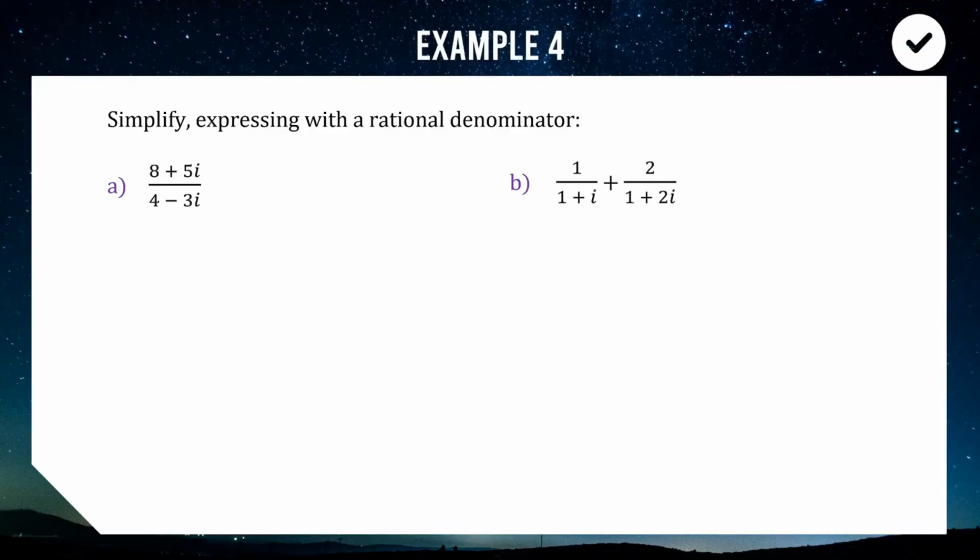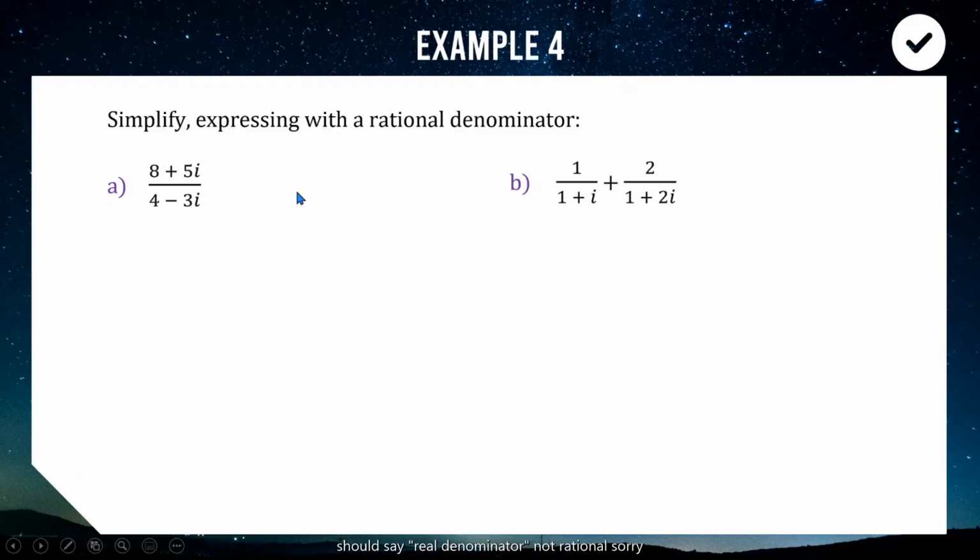Okay, up next we are dealing with the division of two complex numbers. On the previous slide we did some multiplication. Question A, we have 8 plus 5i divided by 4 minus 3i. We want to express these with a rational denominator. I think that's meant to say a real denominator, but we're just going to leave it alone for now because I don't want to re-record this part.